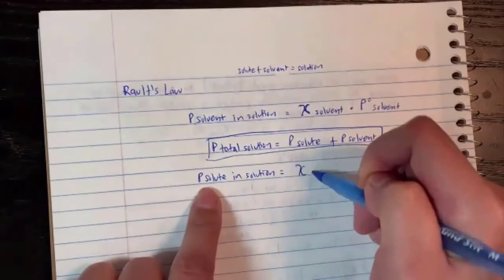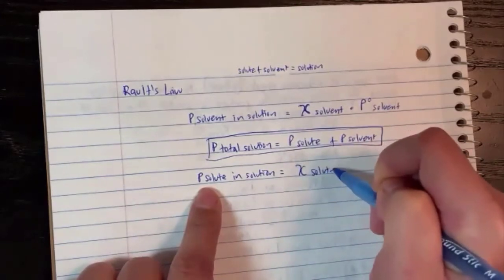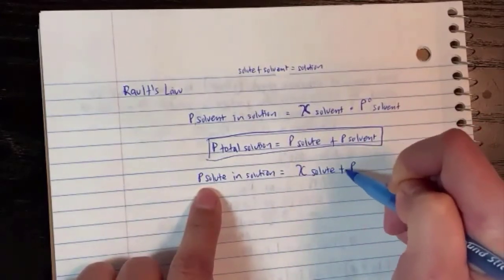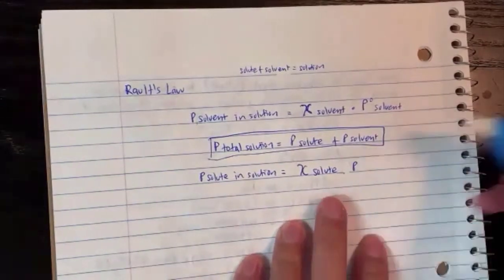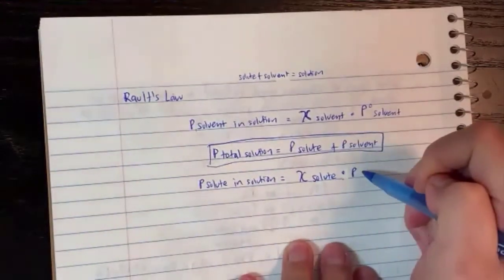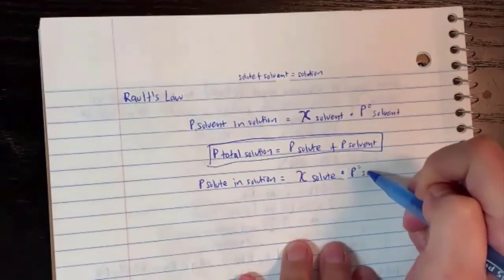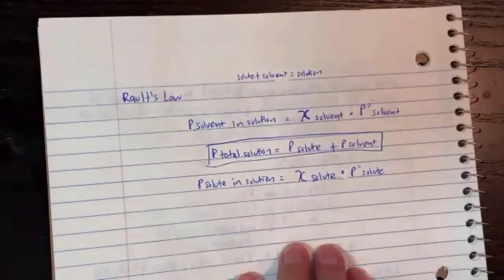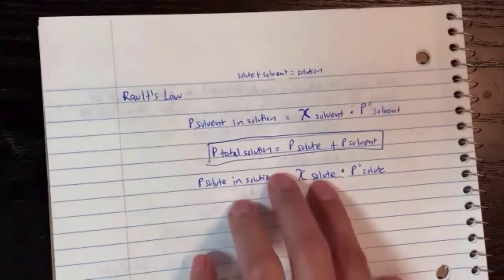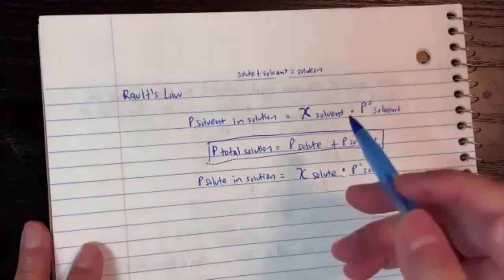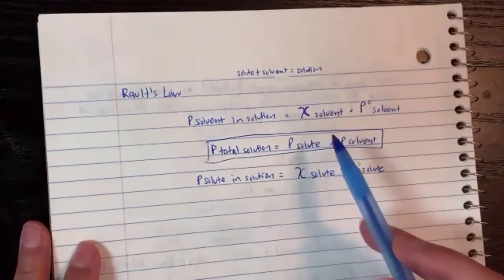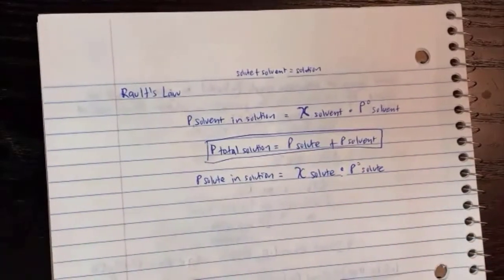So this is X of solute, mole fraction of the solute, multiplied with P original of my solute. So it's always compared to the original. It's always a fraction of it, because anytime you go to a solution, it gets smaller, okay? So the mole fraction becomes important because it tells you exactly how much smaller it will be.